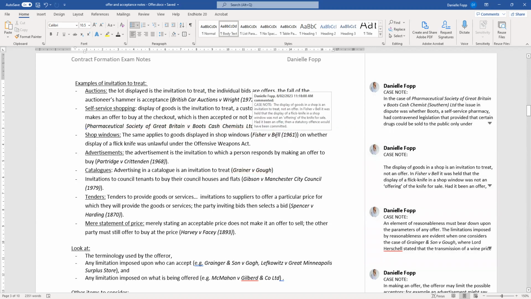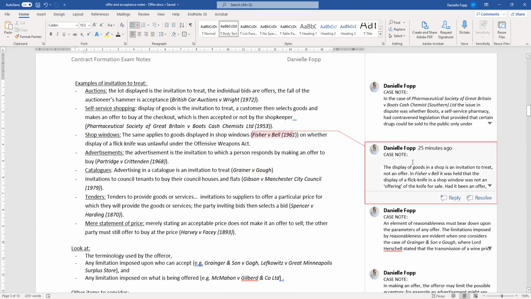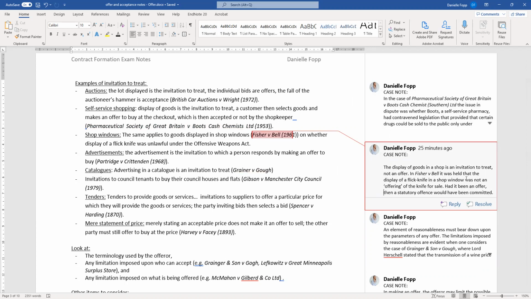But for example, shop windows, the same applies to goods displayed in shop windows. And this case was whether the display of a flick knife was unlawful under the Offensive Weapons Act. Well, hang on, my problem question has something very similar with the Offensive Weapons Act and displaying a samurai sword. So what did this case say? Then we can go to our case note and include as much information as possible.